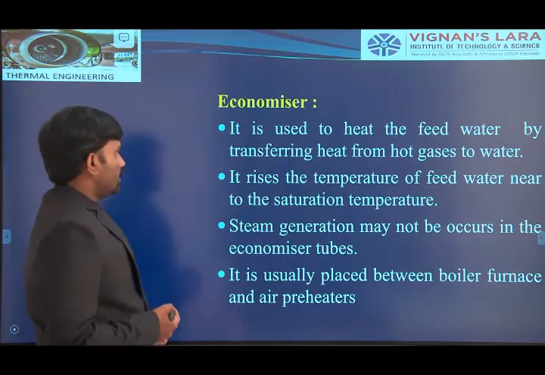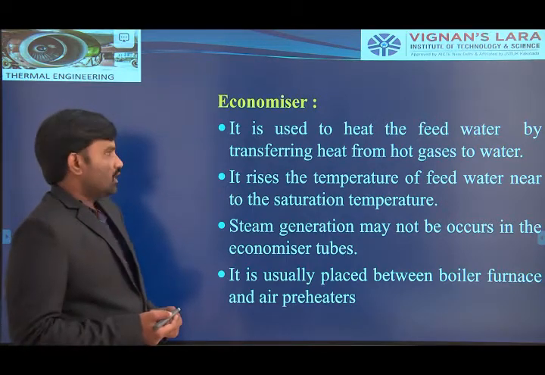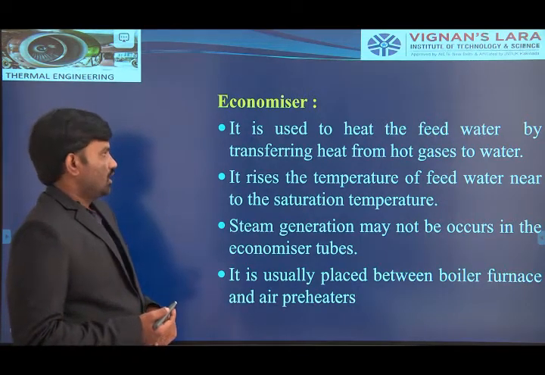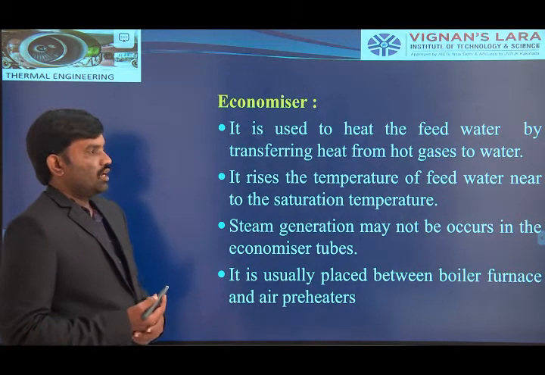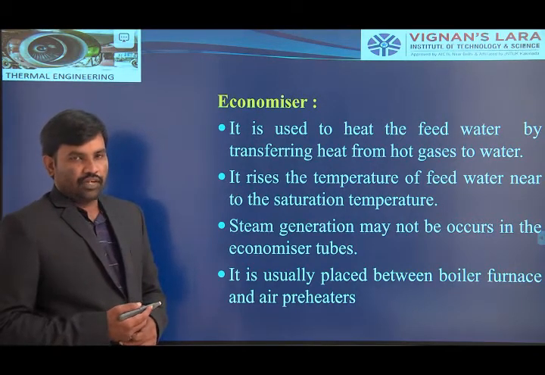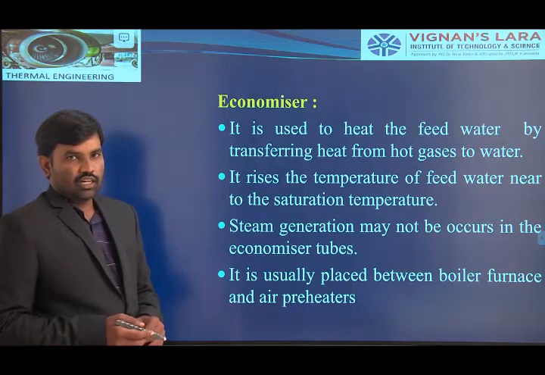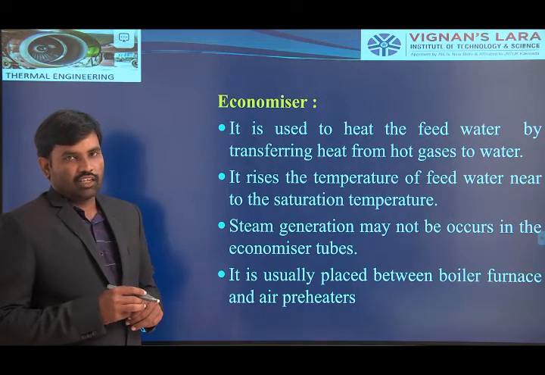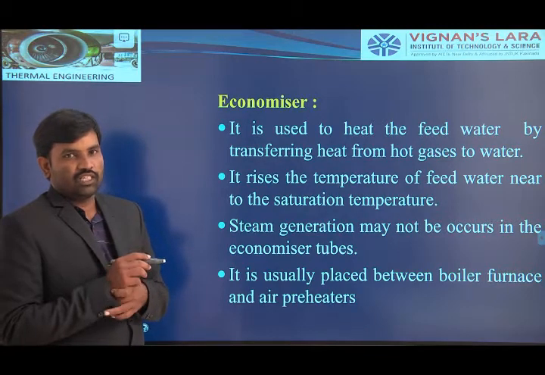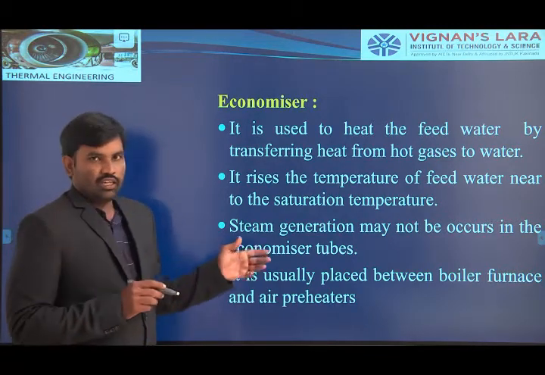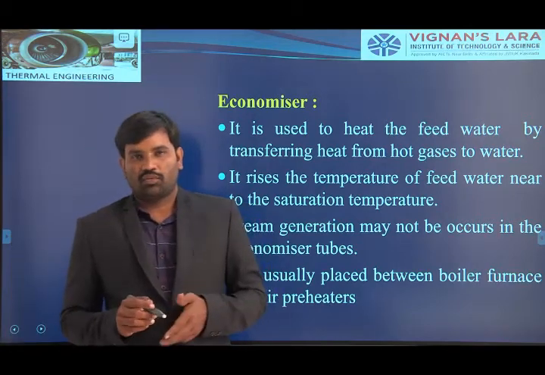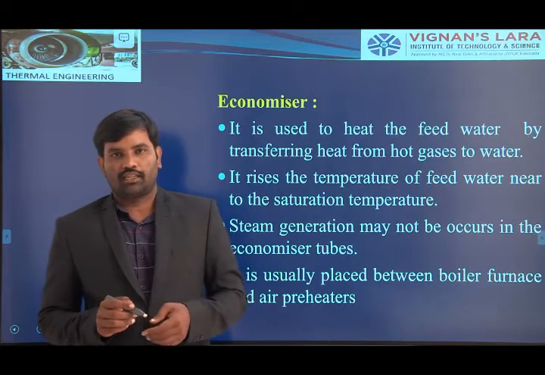Next one is the economizer. How do we use this economizer? It is used to heat the feed water by transferring heat from hot gases to the water. Generally we use hot flue gases in different devices of the boiler section, not only for feed water heating. We use that hot flue gas energy in different devices of the boiler section. First we use it to heat the feed water, and later we use it in the economizer to heat the feed water up to the saturation temperature.